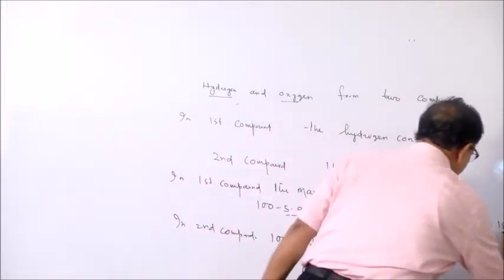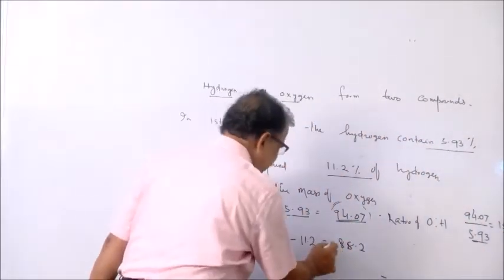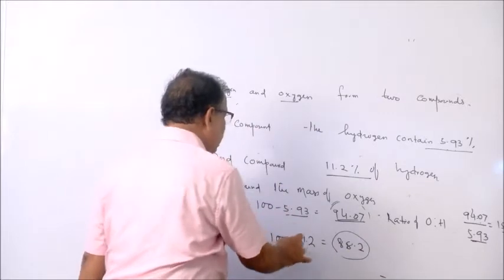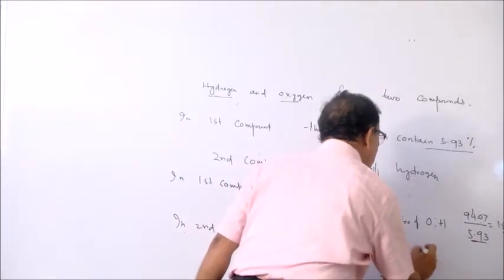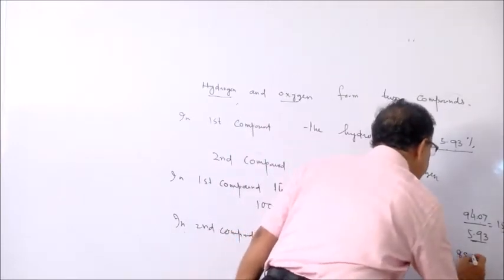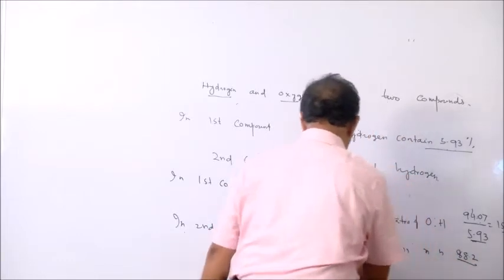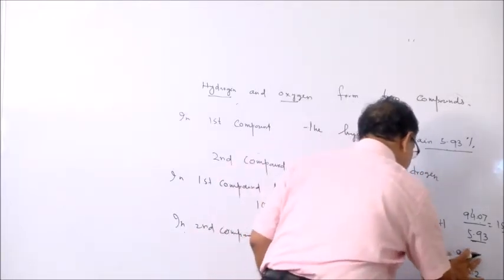Similarly, in the second case, look at here. This is the gram of oxygen present in 11.2 gram of hydrogen. So the ratio of oxygen to hydrogen will be 88.8 by 11.2.